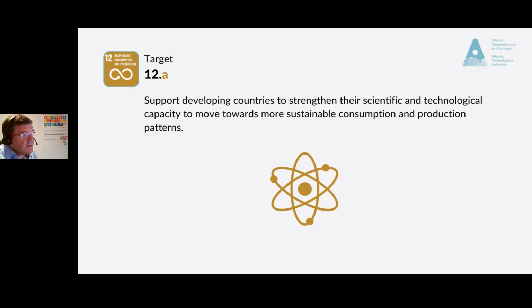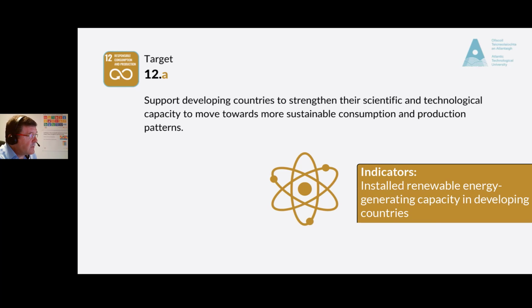The way this particular SDG target is going to be monitored is looking at the installed renewable energy generating capacity in developing countries in watts per capita. That's a very interesting indicator for this particular target. I think we'll probably spend a little bit of time looking at that as a particular indicator, how fair it is in the bigger picture, in the global context.